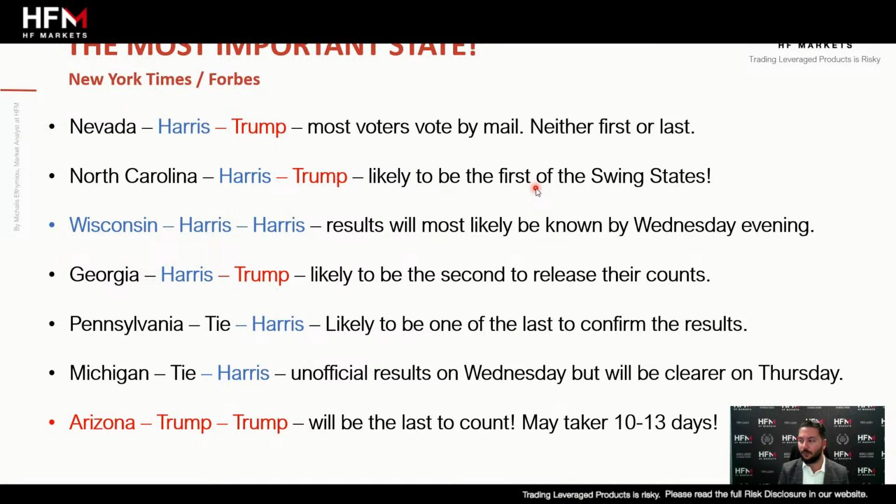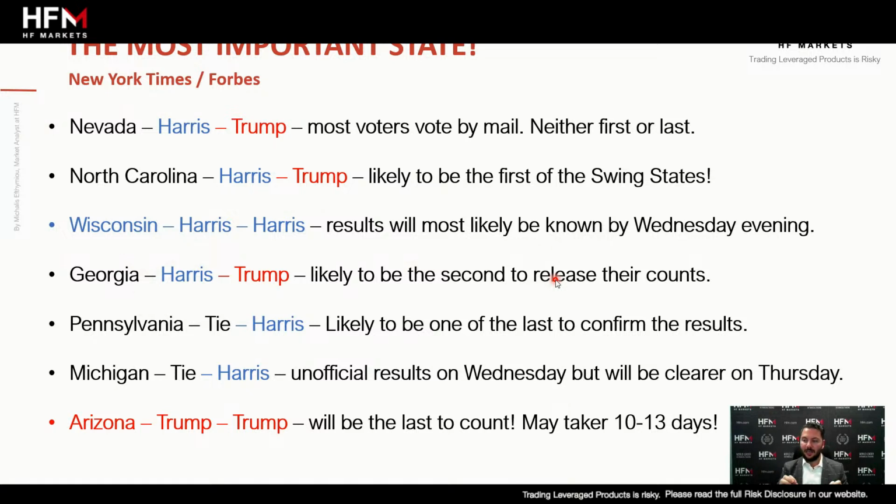Results most likely will be known by Wednesday evening. So again, one of the first. Again, this is something you need to continuously be searching on Google: Wisconsin election results, or looking at it on Bloomberg, BBC, CNBC, and so on. Georgia likely to be second to release their count. It could actually be either second or third, but again, they're going to be one of the first.